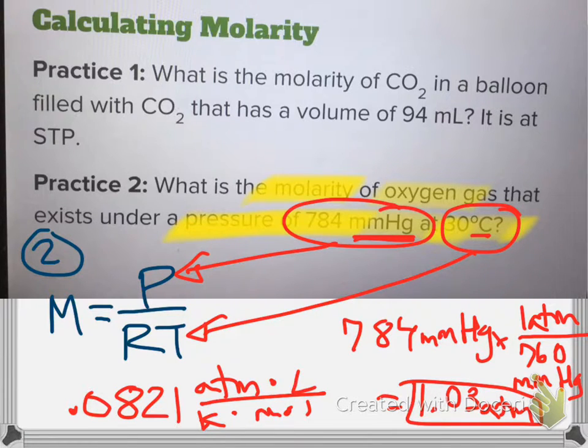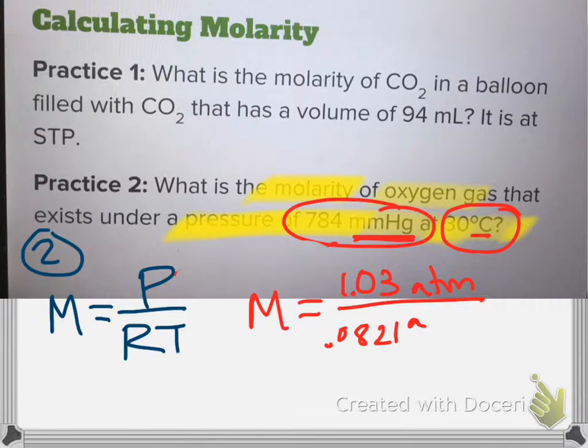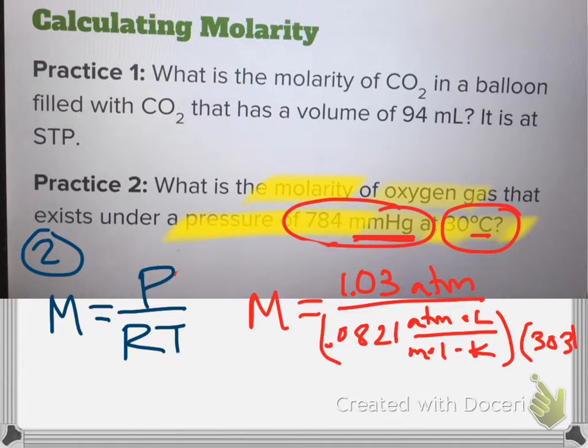And then for our temperature, Kelvin equals 30 degrees Celsius plus 273. So Kelvin is going to be 303. So that will be our temperature. So now we are just going to plug in our values. So molarity equals our 1.03 atm divided by our R, which is 0.0821 atm times liters divided by mole times Kelvin, times our 303 Kelvin.